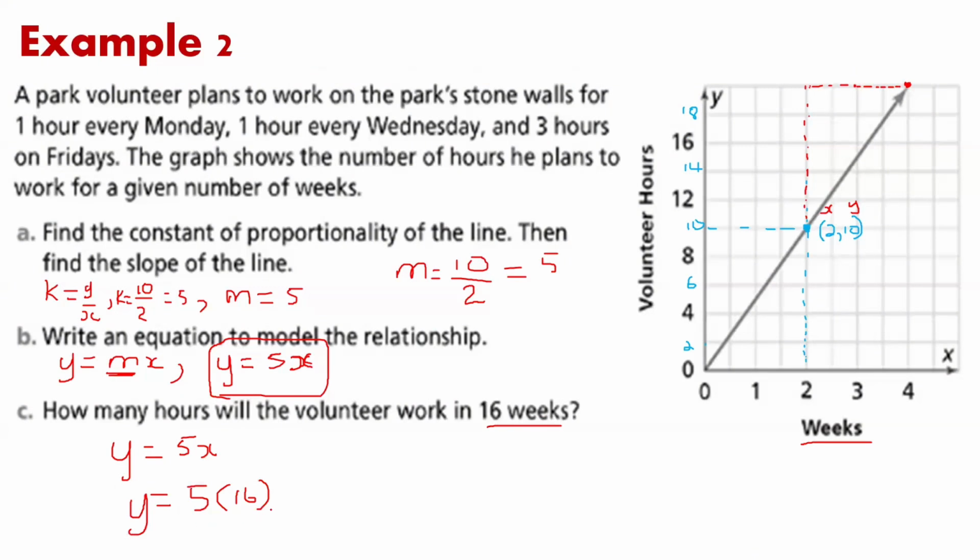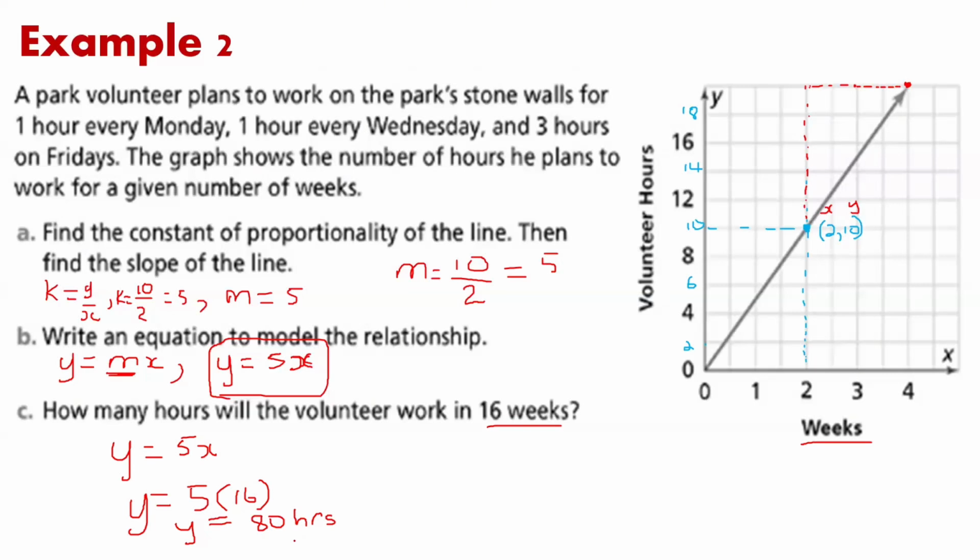So when I multiply those two, y is going to be equal to 80 hours, because 5 times 16 is 80. And we're talking about hours, so it's going to be 80 hours. So going back to the question, how many hours will the volunteer work in 16 weeks? In 16 weeks, the volunteer will work 80 hours. And that is how you use your equation to solve a problem.